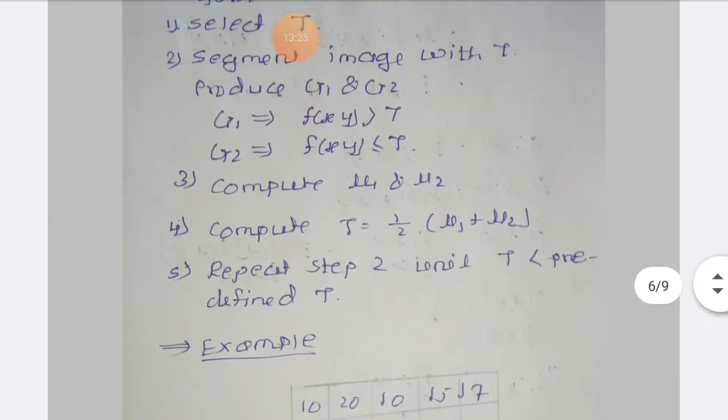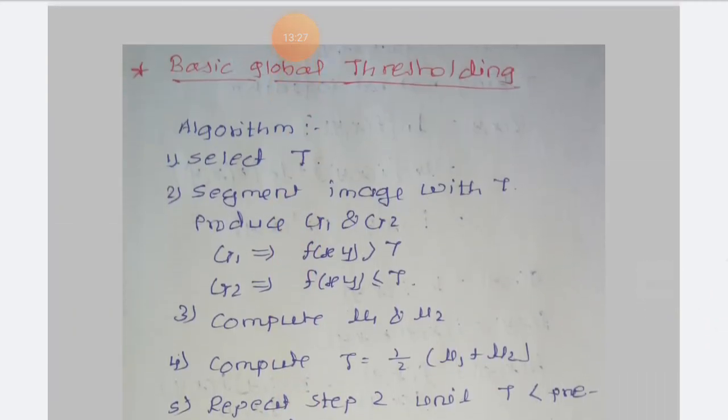So without a histogram, how do we find the threshold value? For that we have an algorithm, the global thresholding algorithm. Now let us see how to apply this algorithm and how it will work. First of all, select an initial estimate for the threshold value t. Take any t, but in general we take the average value of the image.